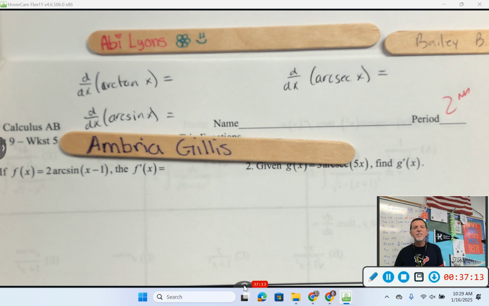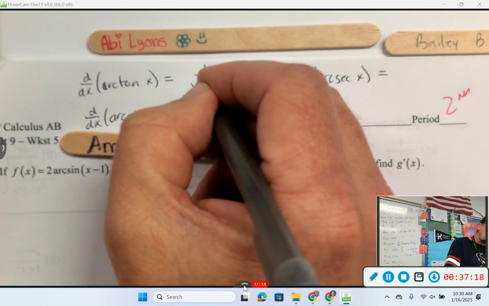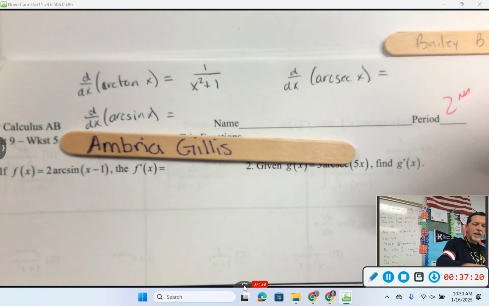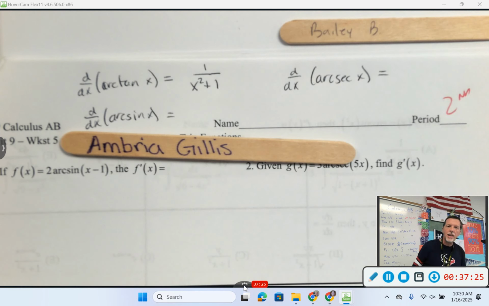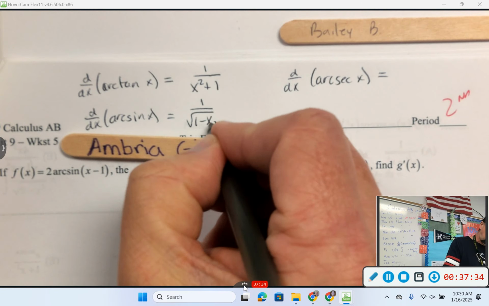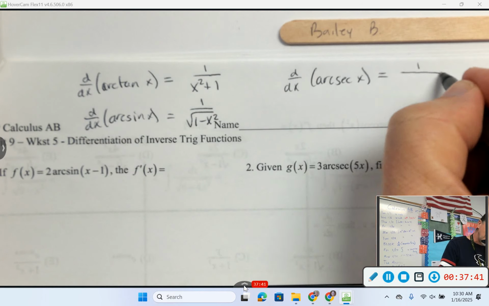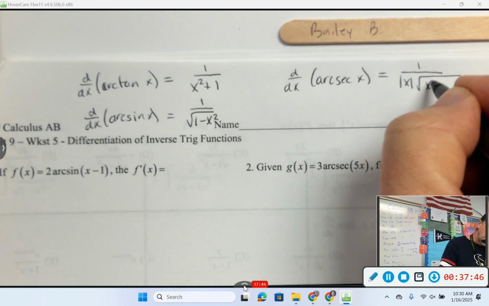So Abby, what's the derivative of the arctangent of x? Good. Again, I know you don't have them memorized yet, and so I know you're just looking at this formula chart, which is fine. Ambria, what's the derivative of the arcsine of x? 1 over square root 1 minus x squared. Good. And Bailey, what's the derivative of arcsecant? 1 over absolute value of x times square root x squared minus 1. Good.